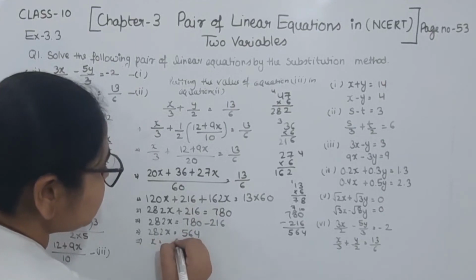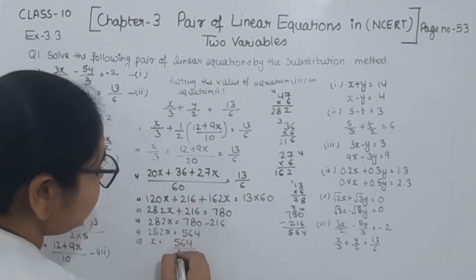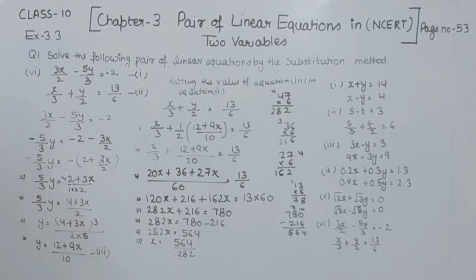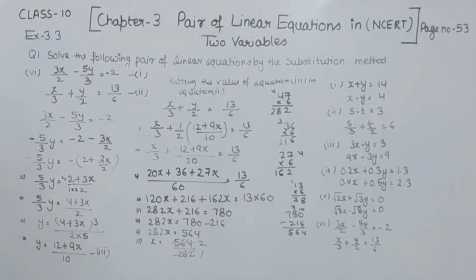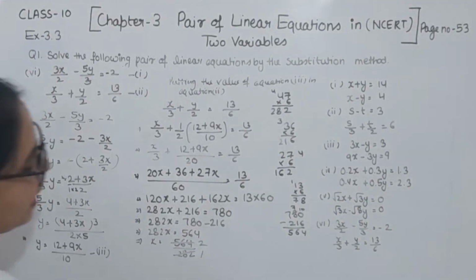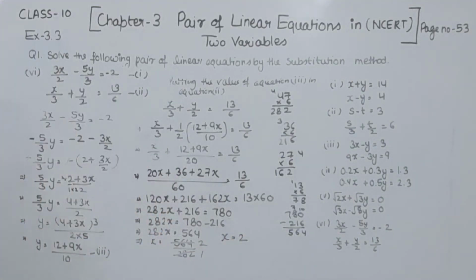Now we are going to transpose this one here. So we are having 564, and here we are having is the 282. So 282 ones are 282, and 282 2s are we are having is the 564. So the value of x we are having as equal to 2.